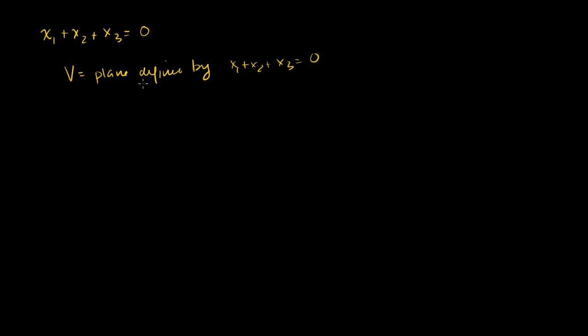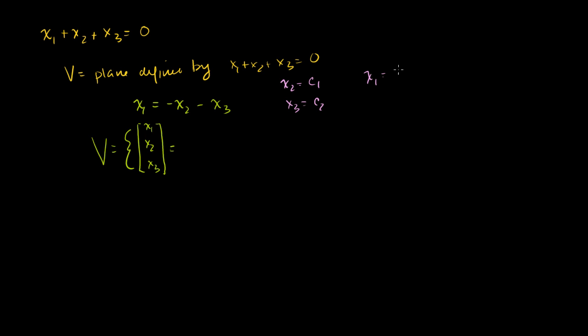Let's see if we could come up with that. If we subtract x2 and x3 from both sides of this equation, we know that x1 is going to be equal to minus x2 minus x3. Or we could say that our subspace V is equal to the set of all of the vectors in R3, x1, x2, and x3, that satisfy the equation. Let's say that x2 is equal to c1, and x3 is equal to c2. Then this equation would be x1 is equal to minus c1 minus c2.